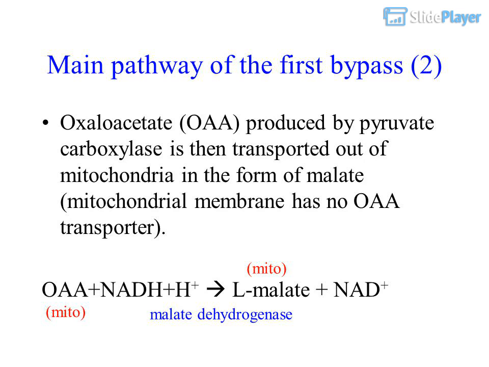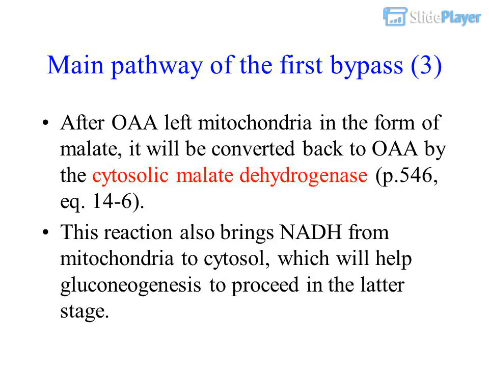Main pathway of the first bypass, 2. Oxaloacetate, OAA, produced by pyruvate carboxylase is then transported out of mitochondria in the form of malate. Mitochondrial membrane has no OAA transporter. OAA plus NADH plus H+ to L-malate plus NAD+, malate dehydrogenase.